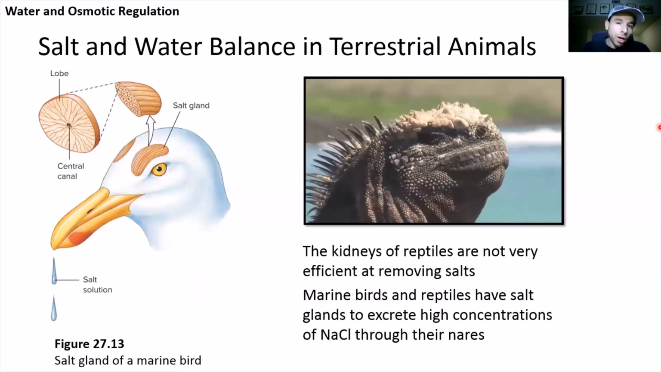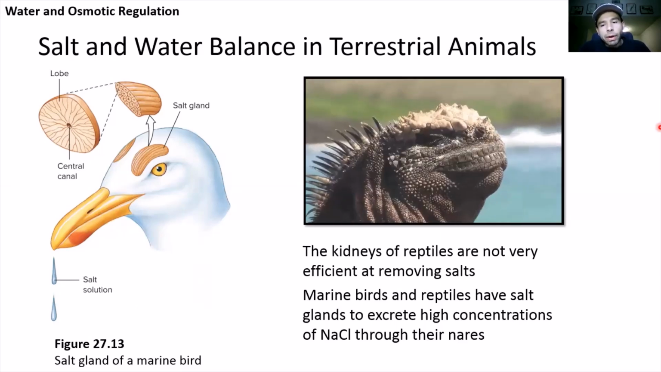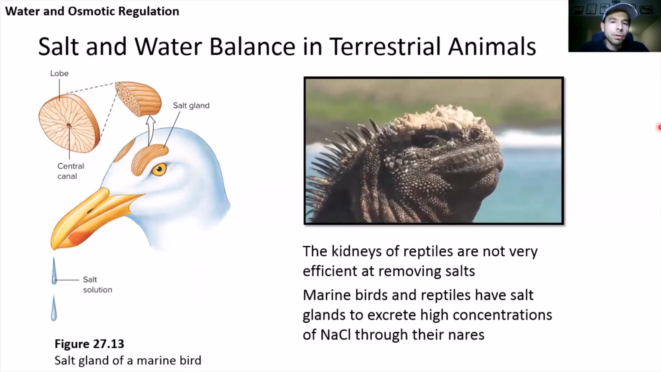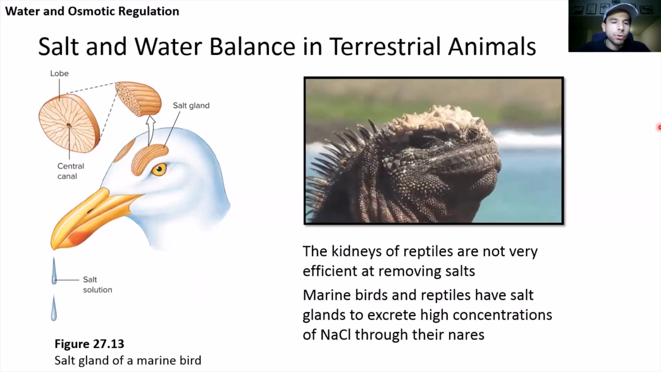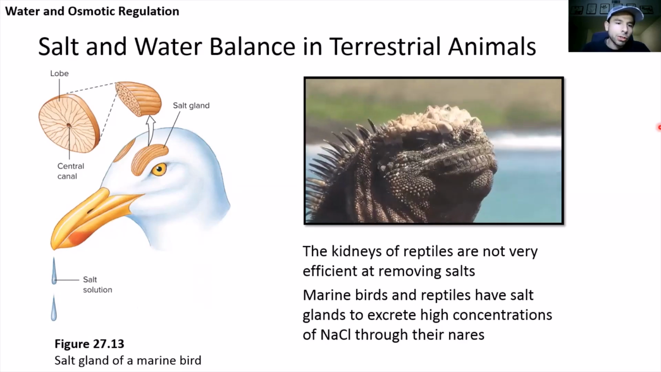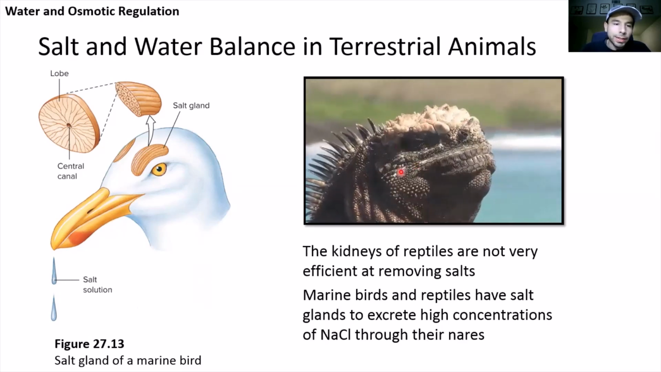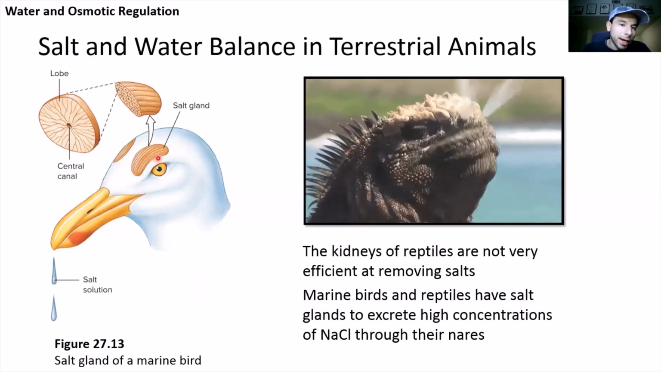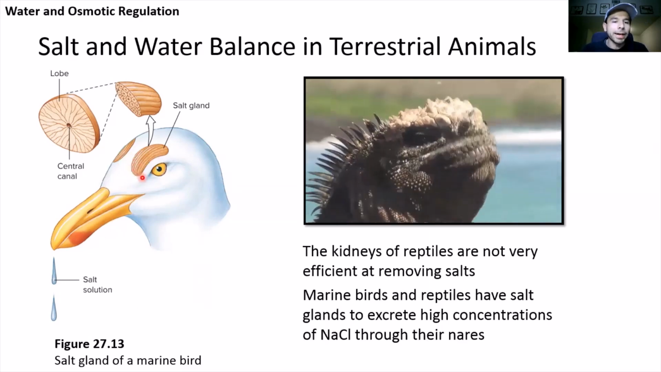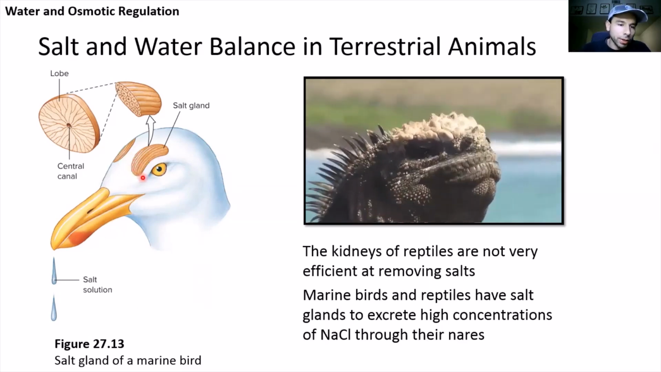Marine birds, which are kind of a reptile, marine birds and other reptiles have salt glands to excrete high concentrations of NaCl, salt, through their nares, which are their nostrils. So you see here the marine iguana sneezing, and the seagull has salt glands that concentrate salt, and then they come out of the nostrils.